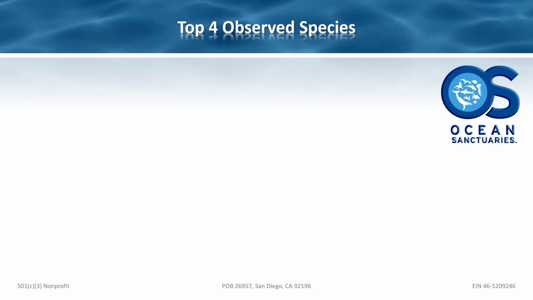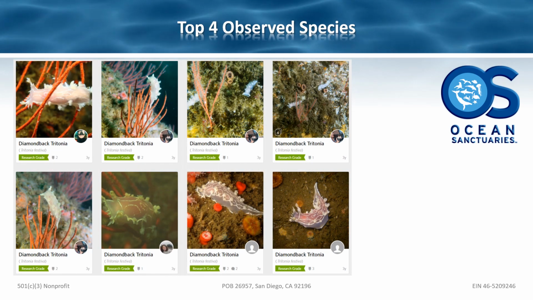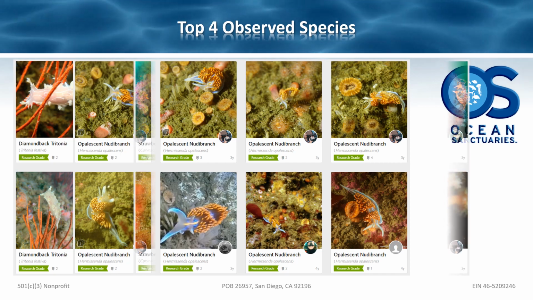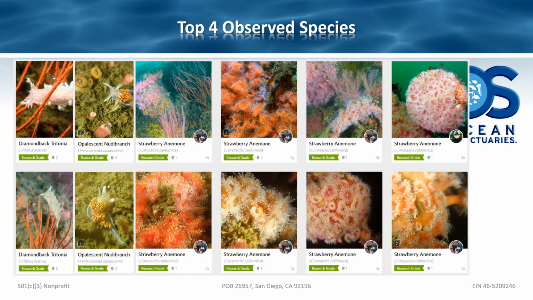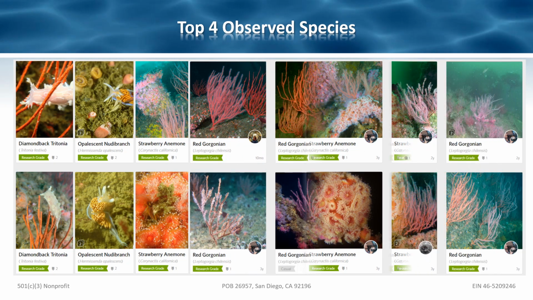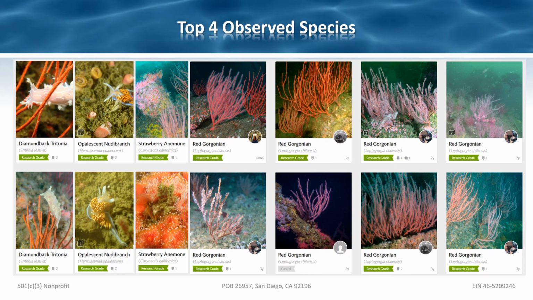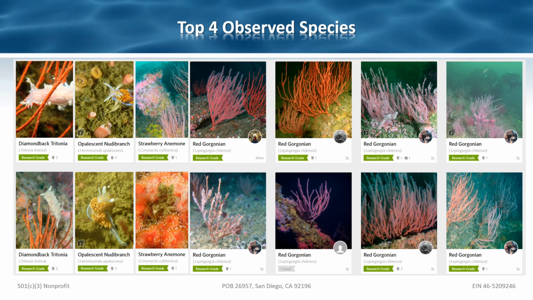The top two observed species over the duration of the survey are the diamondback tritonia and the opalescens nudibranch, which are both marine sea slug species. The third most observed is the strawberry anemone, and the fourth is the red gorgonian, which are both sessile invertebrates, meaning they are attached to the Yukon structure.